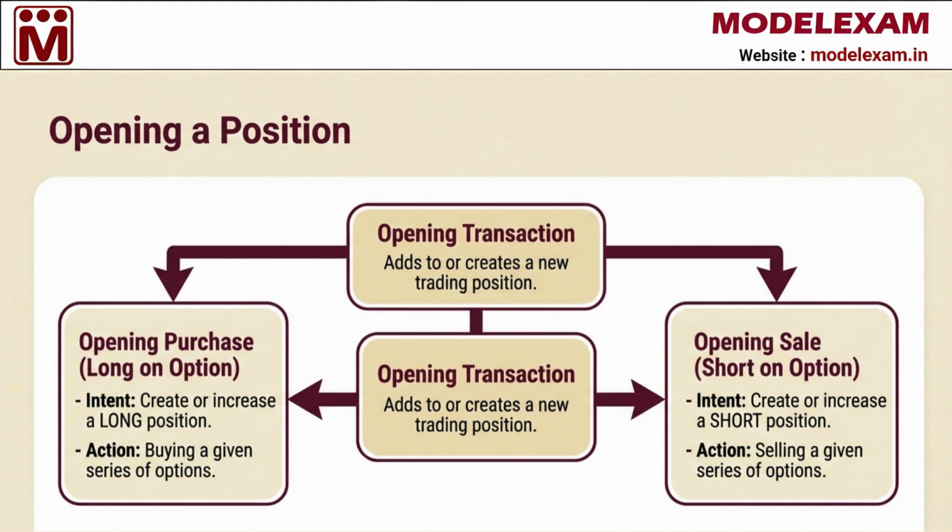When you start a trade, you are opening a position. An opening transaction simply creates a new position for you in the market. If you want to own an option to have a right, you make an opening purchase, which means you are going long. If your plan is to sell an option and collect the premium, you make an opening sale, which puts you in a short position.